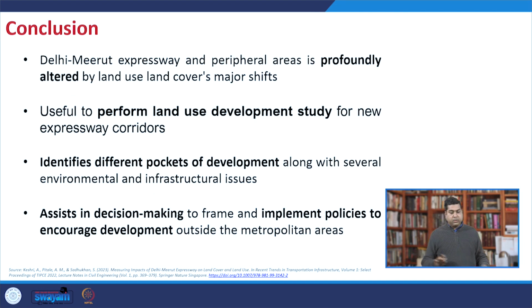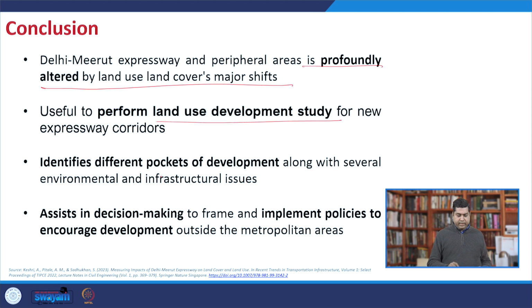Now, coming to the conclusion of this particular study, and how it was reported: the Delhi-Meerut Expressway and peripheral areas were profoundly altered in land use and land cover in some cases, especially near the Ghaziabad area. This is very useful for performing land use development studies for a new expressway and corridor, because it gives you a future direction for how development will take place along the corridor.